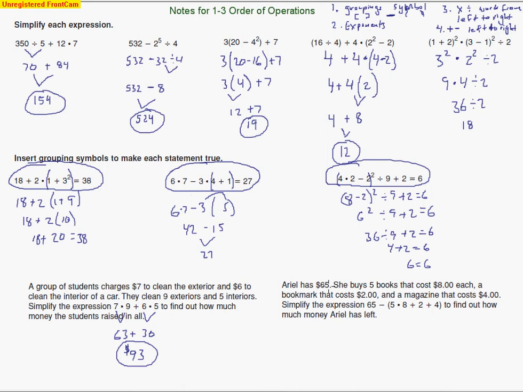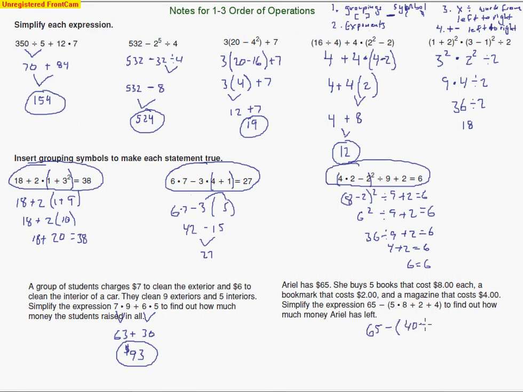Ariel has $65, and she buys 5 books that cost $8, so that's where the 5 times 8 comes in, and a bookmark that costs $2, so plus $2, and a magazine that costs $4. So we want to find out how much she has left over. Notice the 65's out here, and we're subtracting all this. So we got to do all this work first. Find out how much she spent. So we got to do the work inside the parentheses.